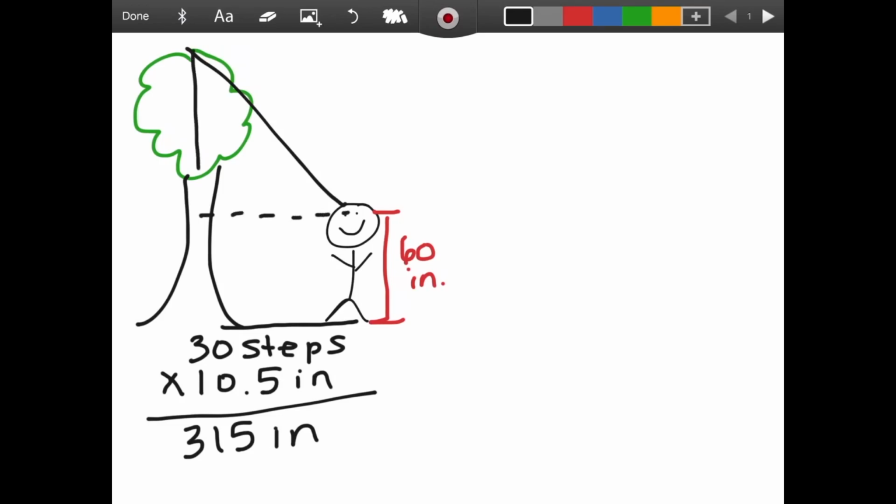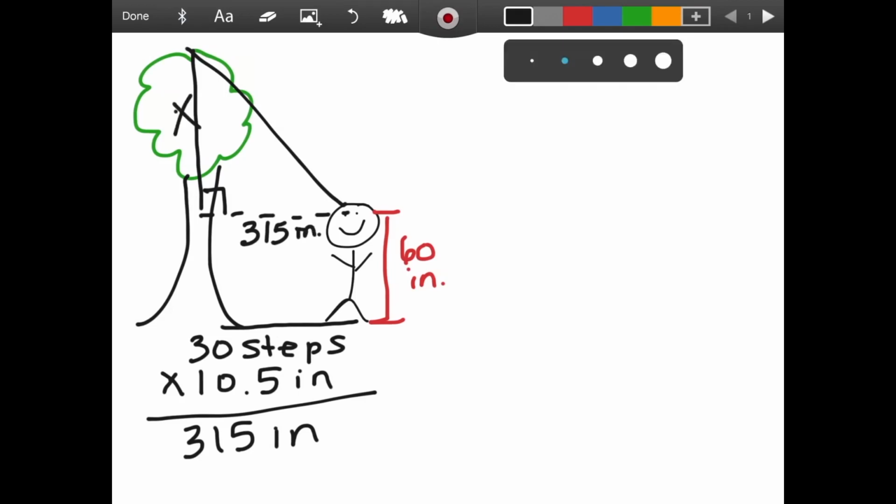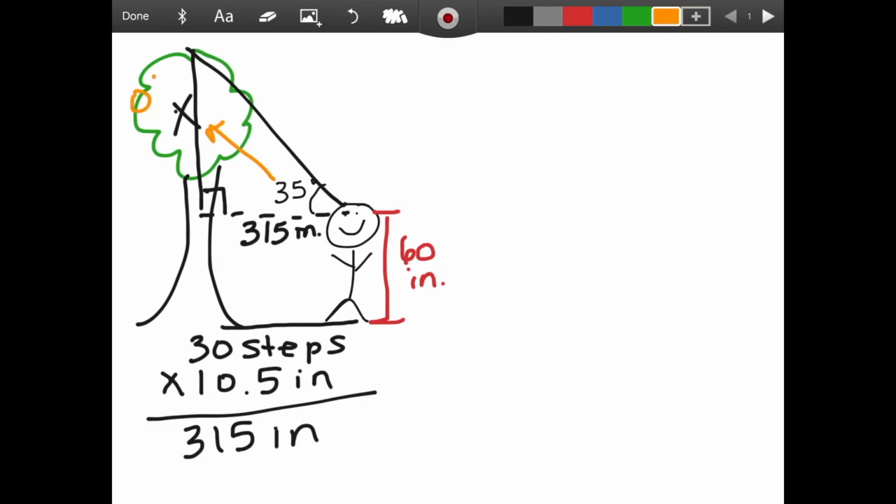And notice my line of sight to the top of the tree plus my regular line of sight. When I connect those, it makes a right triangle. So my angle of elevation that we measured with the hypsometer was 35 degrees. And the two sides of my right triangle are 315 inches, as we've determined, and x, the height of the tree, is what we're solving for.